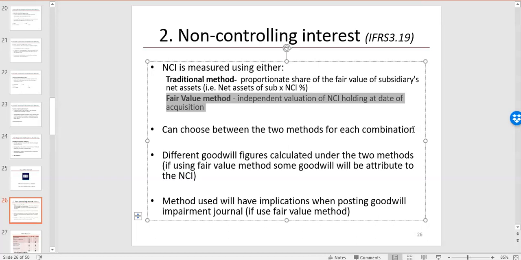Both of them will result in different NCI valuations, and both of them will result in different goodwill figures as well. The fair value method will have a larger goodwill figure than the traditional method, because in the fair value method there's some goodwill attributable to the NCI as well, because the NCI is measured at its fair value, not its share of the fair value net assets. So I know fair value, that term is mentioned in both, they're two different things, and we'll see that when we go through an example in a second.